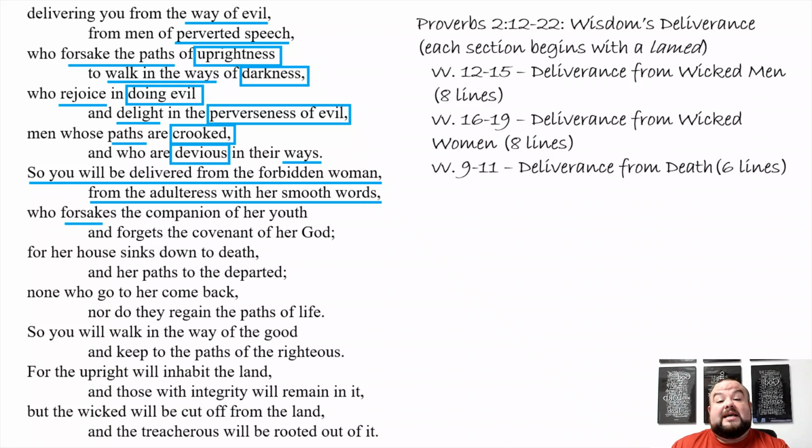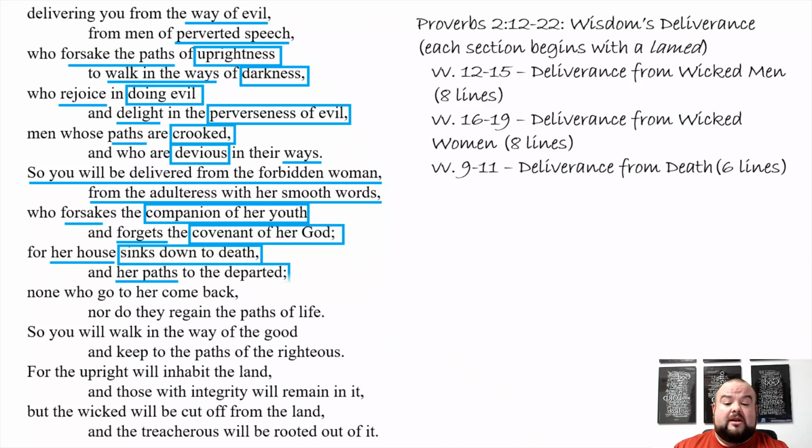This woman forsakes the companion of her youth. She forgets the covenant of her God. And so there's some discussion here. Is the companion of her youth her husband, or is the companion of her youth God? Either way, she's forsaking both of them if she's trying to bring you in to get you to lie with her. Her house sinks down to death, her paths to the departed.